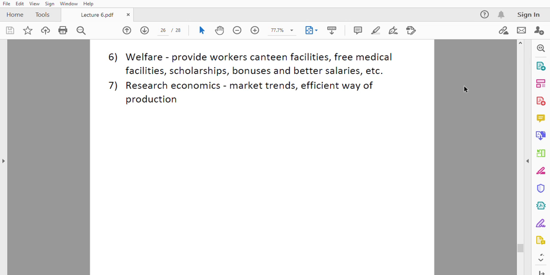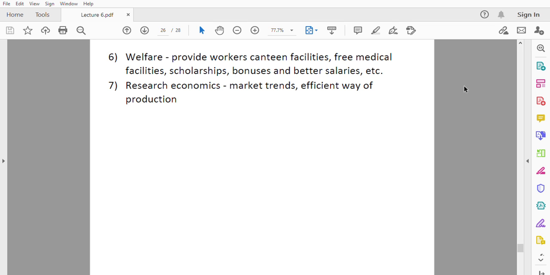Okay, the next last two, welfare. As you expand, you can provide your workers with canteen facilities, free medical facilities, scholarship bonuses, and better salaries. You can only provide these when you have expanded, and that will improve the welfare of your workers, and also it will reduce your workers agitating for higher wages and salaries, because you have been able to provide them with canteen services and all that, and that reduces your cost.